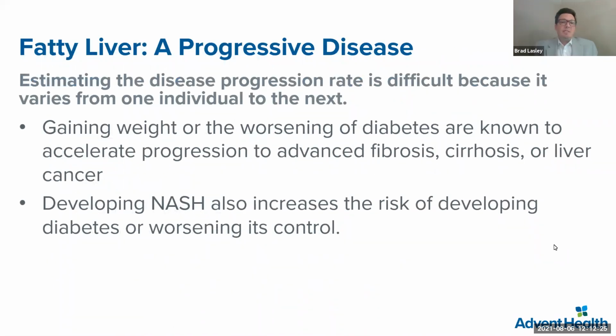Fatty liver is a progressive disease. So estimating the disease progression rate is actually quite difficult because it varies from one individual to the next. But what we do know in progressive disease is that individuals gaining weight or worsening of diabetes are known to accelerate progression of fatty liver, again, to NASH, the inflammation, leading to fibrosis, advanced fibrosis, cirrhosis. And as I had mentioned, those individuals with advanced scarring or cirrhosis are at an increased risk of developing a liver cancer, hepatocellular carcinoma. We know that developing NASH also increases the risk of developing diabetes or worsening its control.